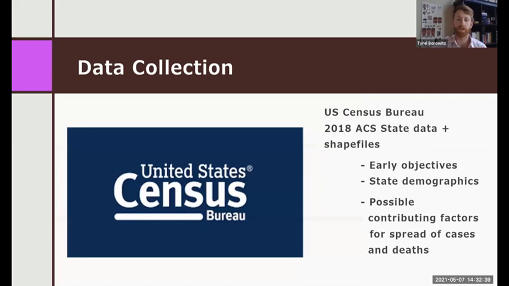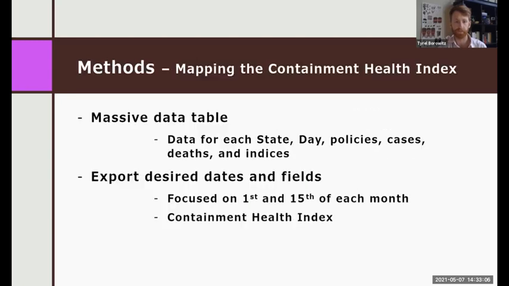I also started to use data from the Census Bureau, the American Community Survey from 2018. One of my early objectives was to see what possible demographic or environmental factors this had on the virus, but as I changed the focus of my project, I didn't use that data as much, but I did use the ACS shapefiles and population data.